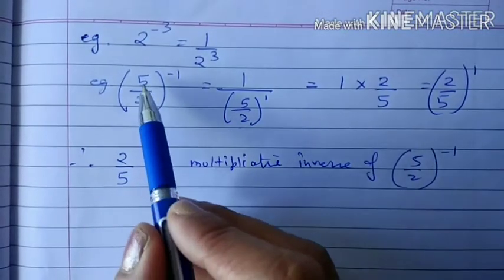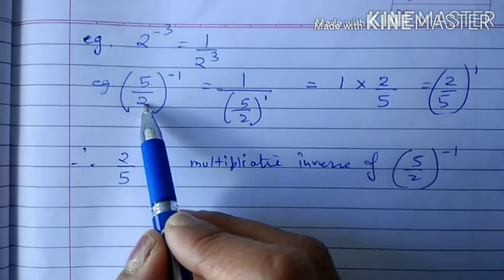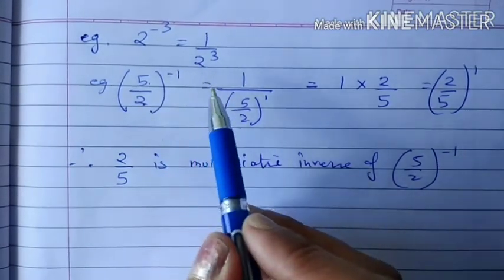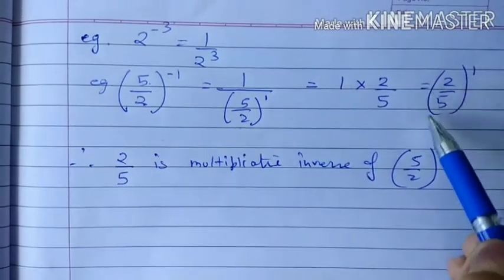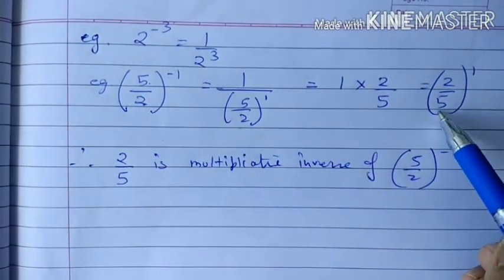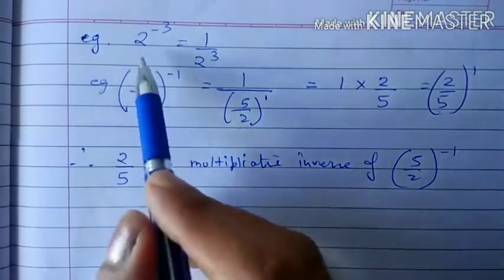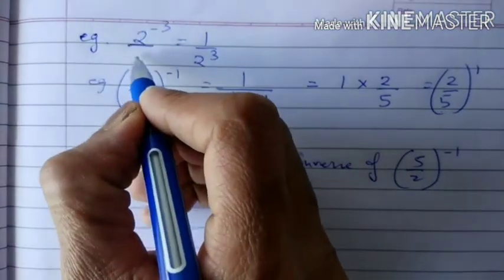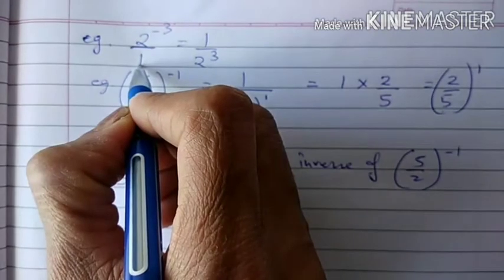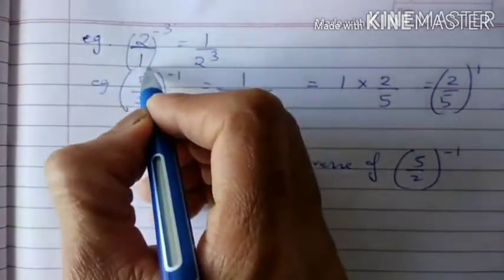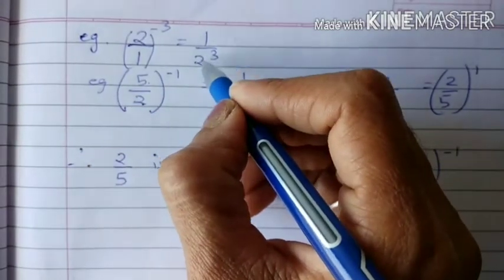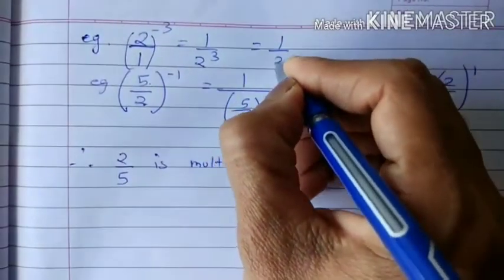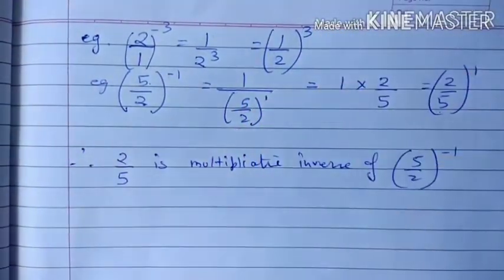You can solve such sums directly as well. Whenever we have a fraction 5 upon 2 raised to minus 1, the multiplicative inverse would be just the inverse of that number. So 5 upon 2 becomes 2 upon 5. For 2 raised to minus 3, the denominator is actually 1, but by default, since it is 1, we don't write it. So 2 upon 1 becomes 1 upon 2. So the multiplicative inverse is 1 upon 2, the whole raised to 3.